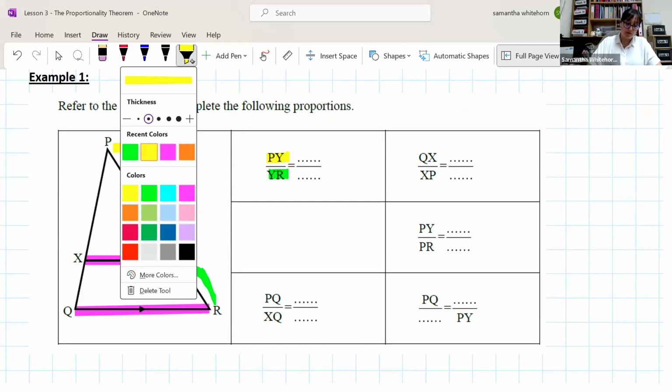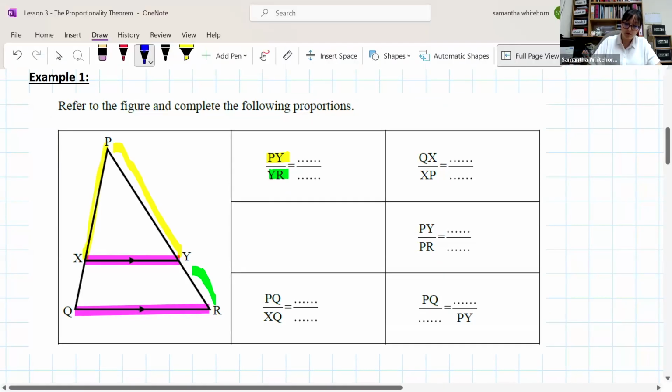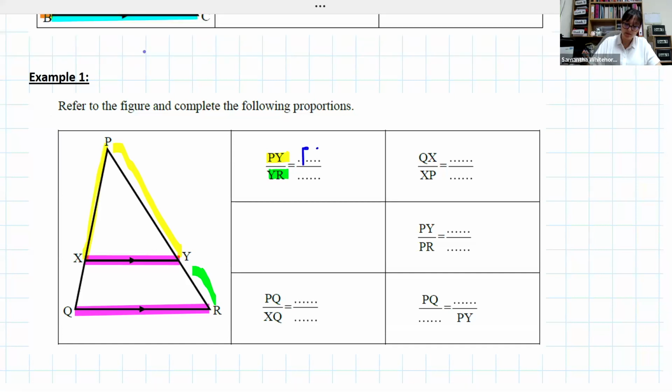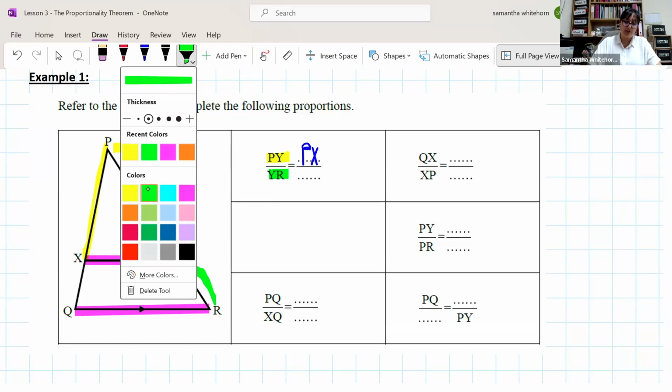So in my numerator, I've got top segment. So it would be PX. I could write PX in my numerator. It's a weird looking P. I do apologize. That is a P. Cool. There we go. Weird looking P, but PX over the bottom segment, which is XQ.